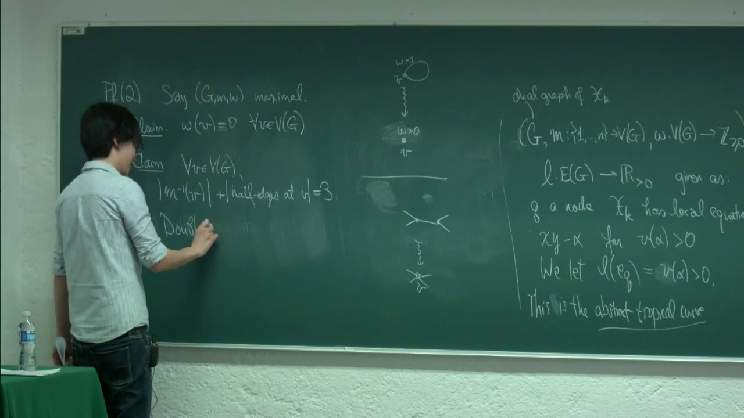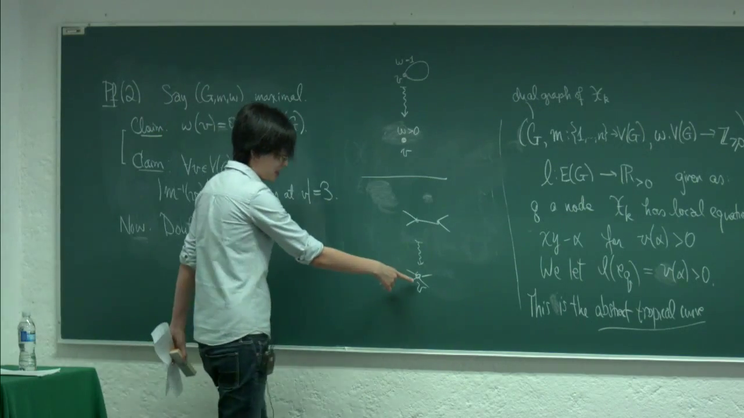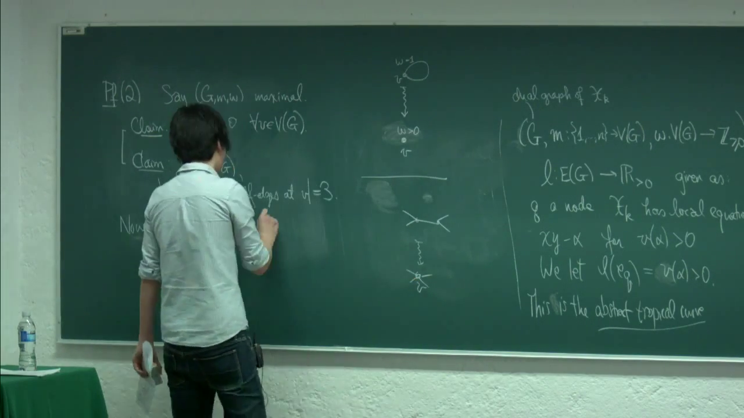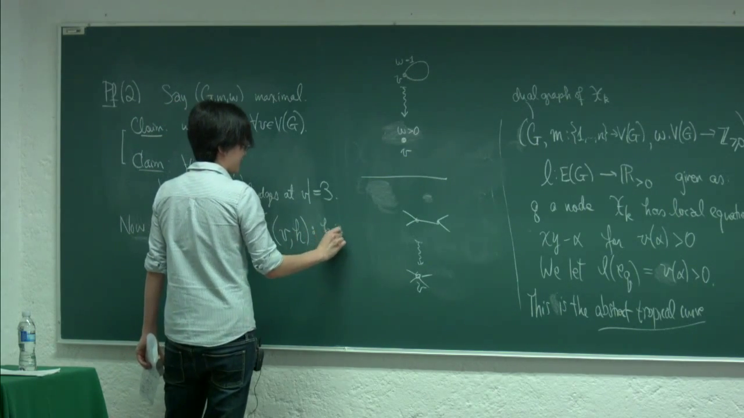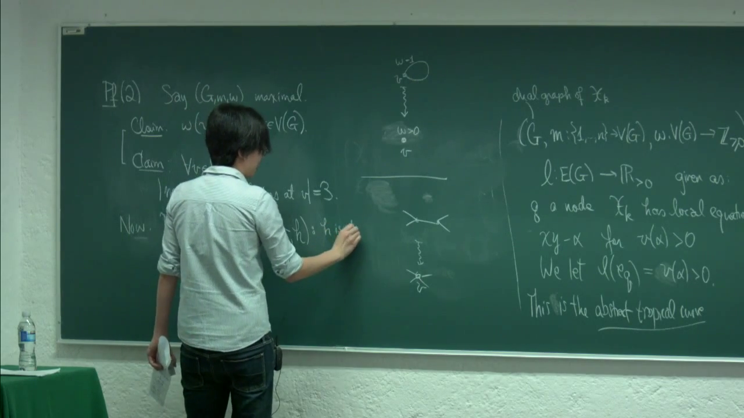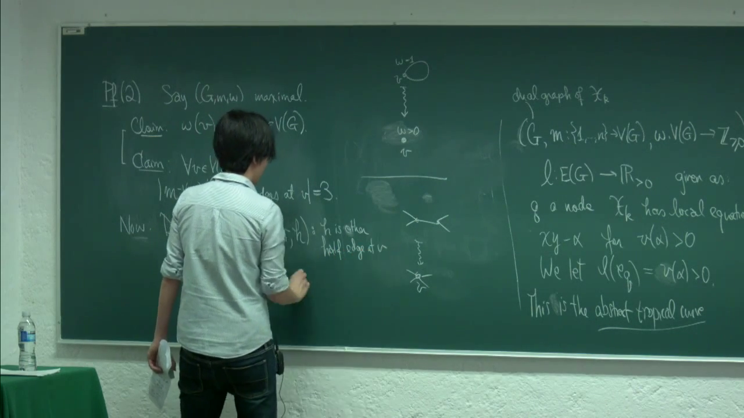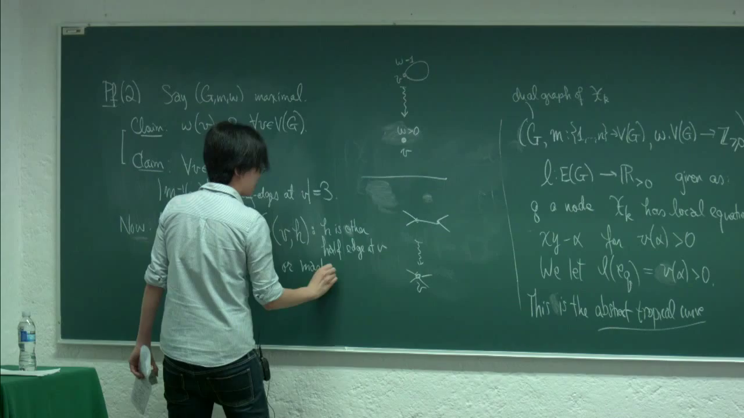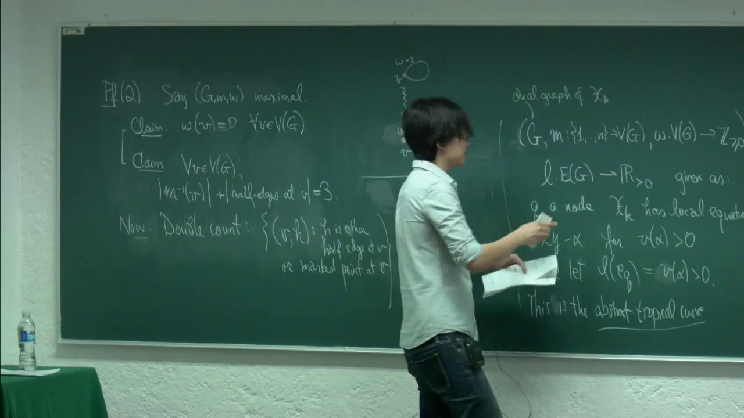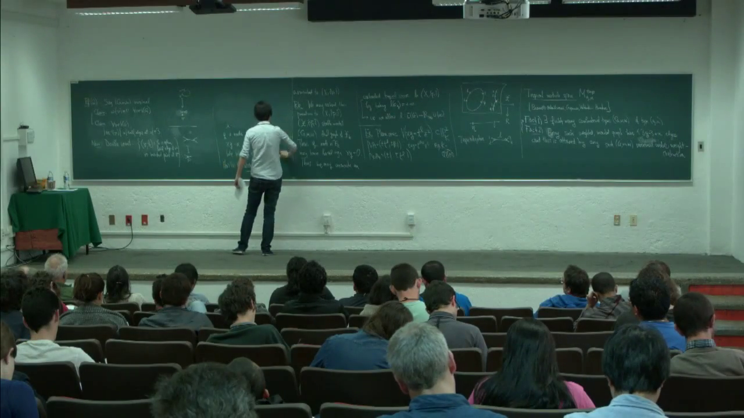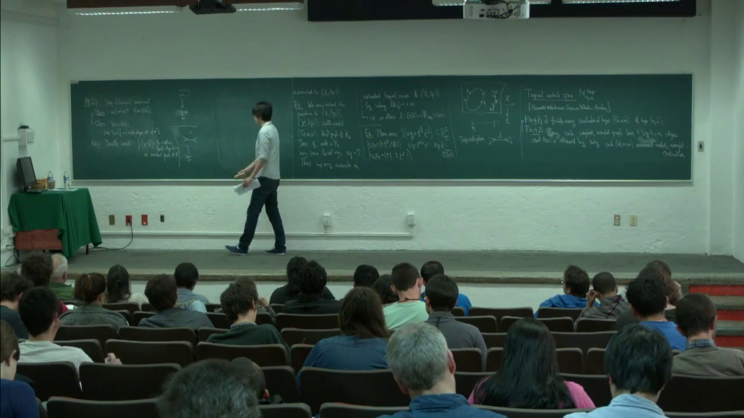This is a very useful trick. I'm going to double count the pairs. What am I double counting? I'm counting V comma H, where H is either a half edge at V or a marked point at V. By counting these things 2 ways, we'll produce an identity, and that identity will prove our claim.